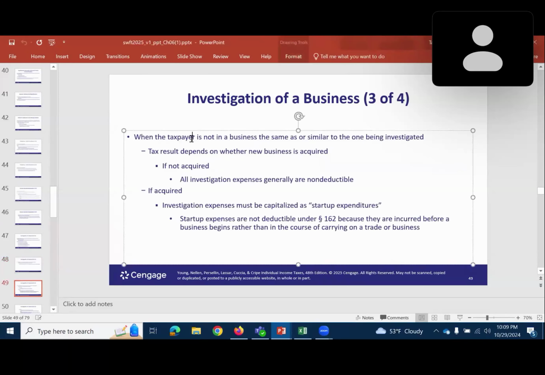When the taxpayer is not in that type of business, so I'm a dentist and I go looking at a spa, I want to buy a spa, maybe, and it has nothing to do with the business that I'm in, the tax result depends on whether the new business is acquired. If it's not acquired, all investigation expenses are non-deductible. If it is acquired, the investigation expenses must be capitalized as a startup expenditure and put on your balance sheet, and then you deduct it as startup expenses.